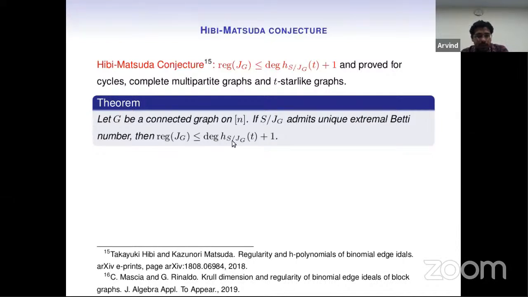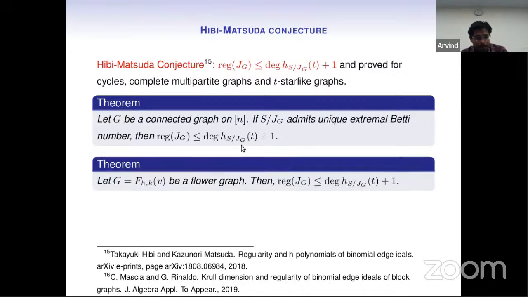This h-polynomial has, I think, been defined in earlier talks. Basically, one can consider the Hilbert series of the graded module S/J_G, and the numerator of that Hilbert series is called the h-polynomial of S/J_G. For the numerator, one has to consider the minimal form, after canceling the terms with the denominator.